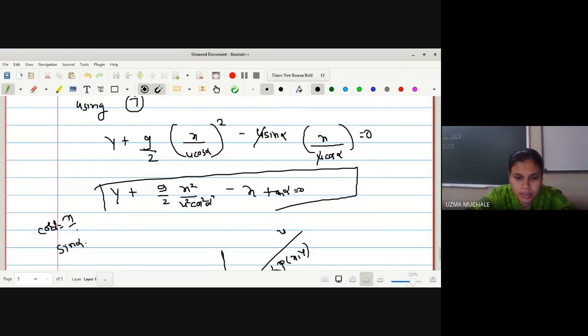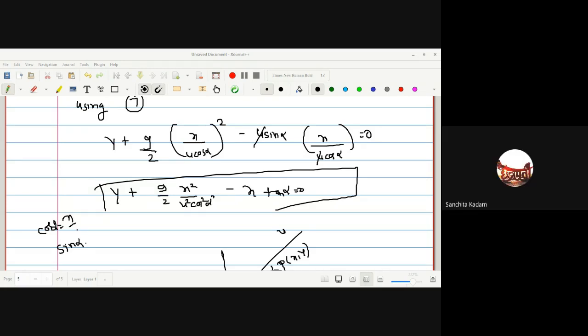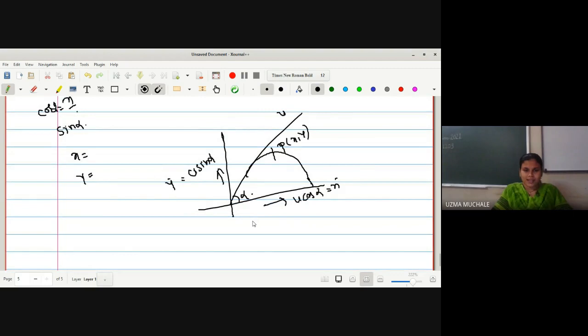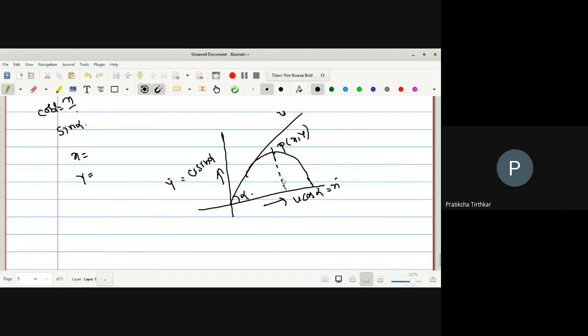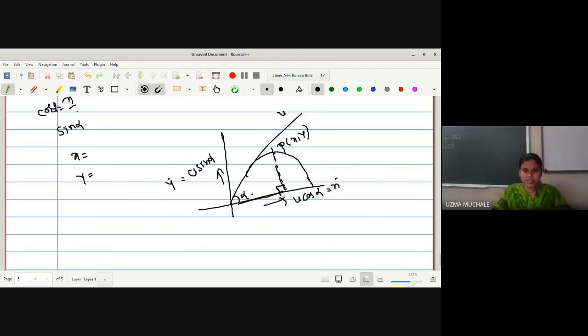Anything else you can ask? No, ma'am. No, ma'am. Cos alpha is equal to x upon hypotenuse. How do you find cos alpha? You have written here, ma'am, cos alpha is equal to adjacent side upon hypotenuse. What is it?